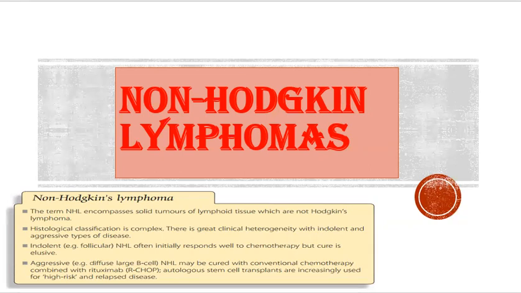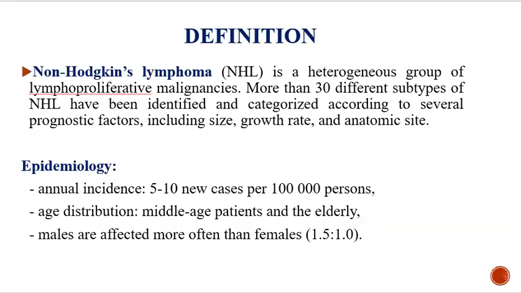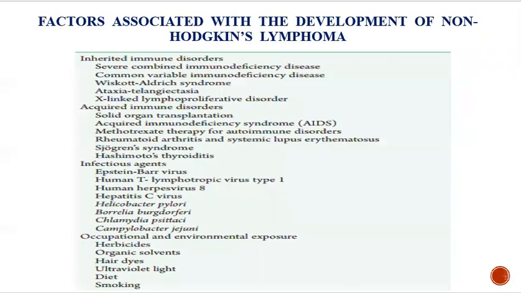B-cell lymphomas make up about 85% of all cases of non-Hodgkin lymphoma. There are more than 30 different subtypes of these lymphomas, and they are characterized according to several prognostic factors, including size, growth rate, and anatomic site. Annual incidence is around 10 cases per 100,000 persons. Usually it's middle-aged or older patients, and males are more affected than females.